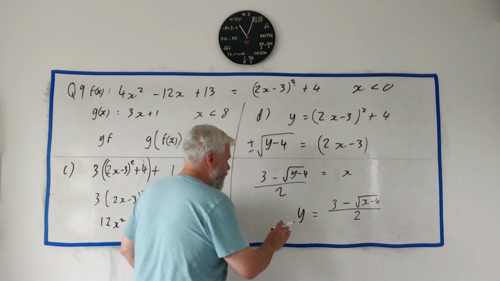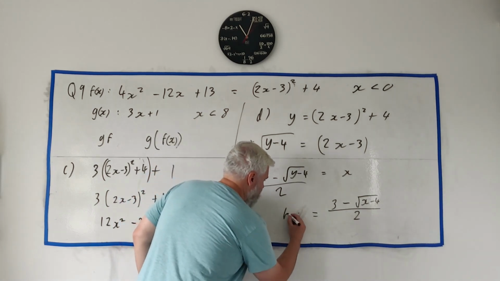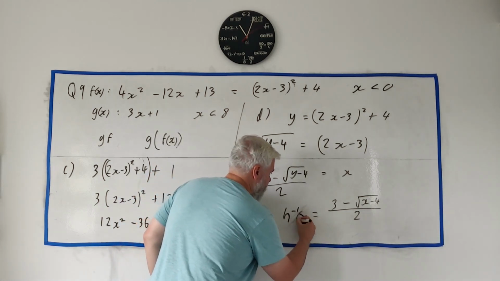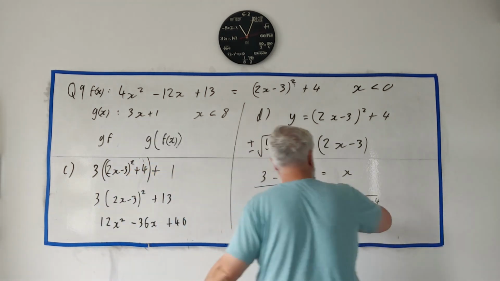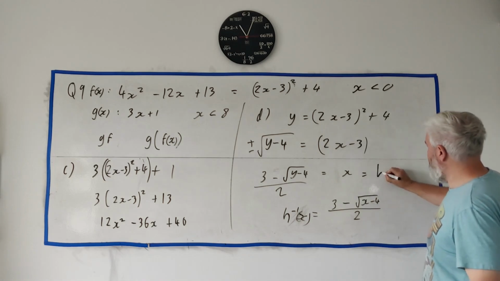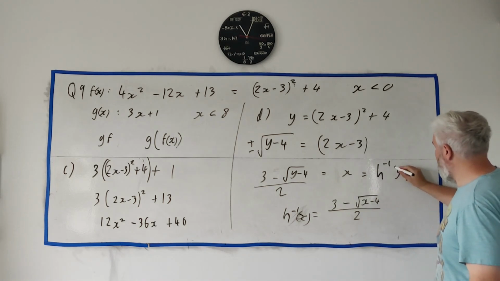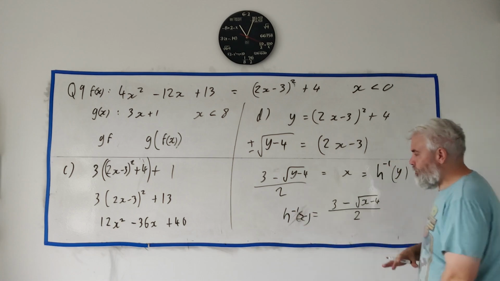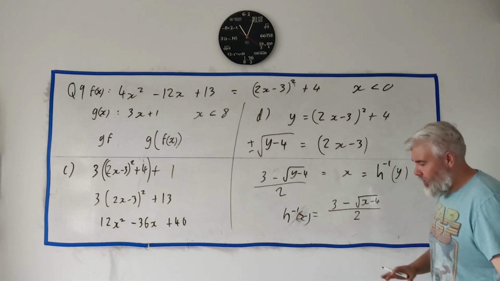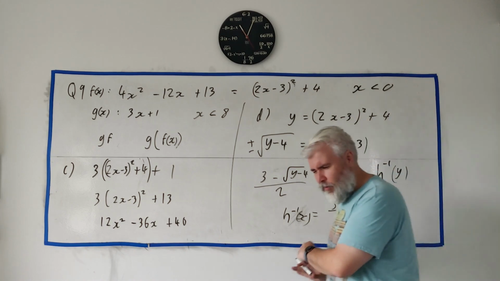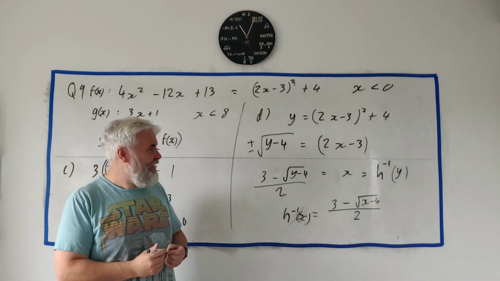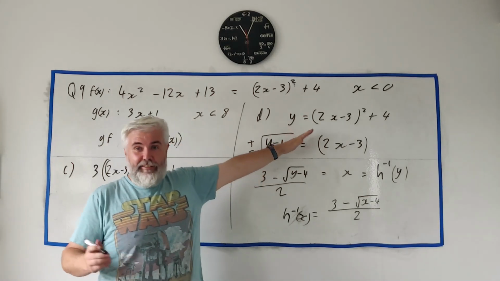Or instead of y here, you can put in h inverse of x. If you wanted to leave y here, I personally would accept as a full answer h inverse of y. That's a perfectly correct answer, and it's perfectly correct terms. It's just not that common a way to write it. Okay, I hope I haven't confused you there at the end. Basically rearrange it and you've found the inverse.